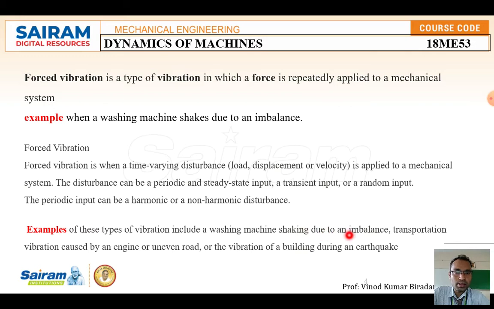Another good example of forced vibration is the washing machine shaking due to imbalance. That is the first example. Then there is transportation vibration caused by an engine; in an engine you also get some vibration. Or while a vehicle is moving on an uneven road surface, there is a chance of producing vibration of the whole body. That also comes under forced vibration. And also the earthquake is an example of forced vibration.